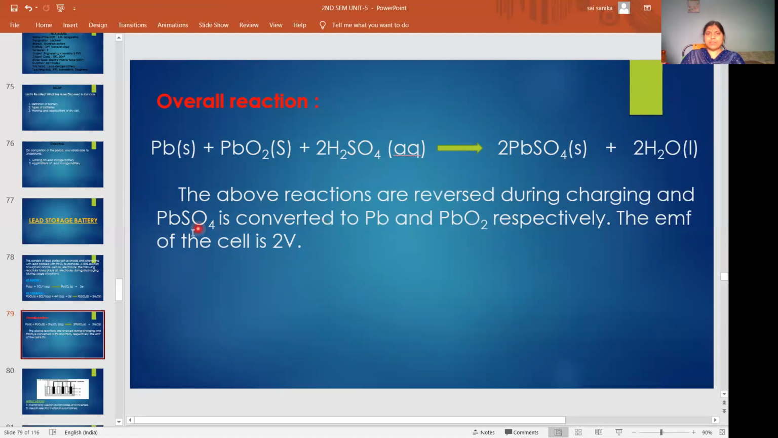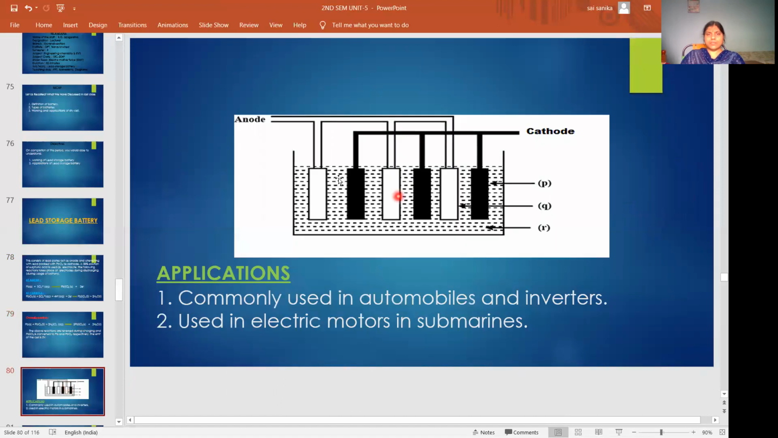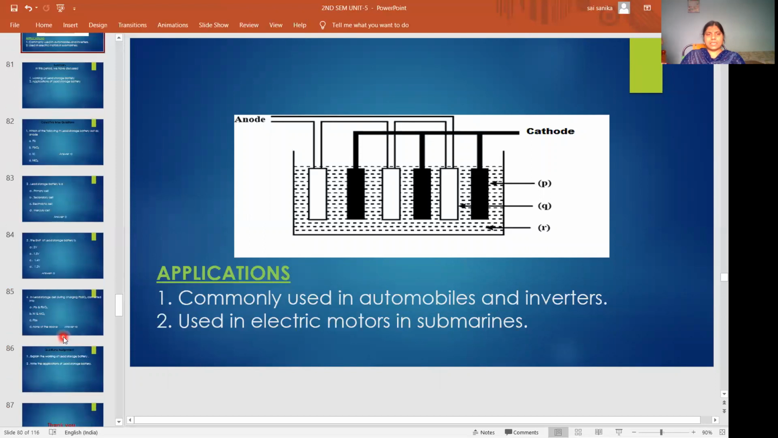So what is the EMF of this cell? 2 volts. Dry cell 1.5 volts. Lead storage battery 2 volts. Okay. So this is the construction of this battery. Okay. Lead oxide alternately arranged, and this is the 38% sulfuric acid solution. Okay. What are the applications? They are used in automobiles and inverters and used in electric motors and in submarines.